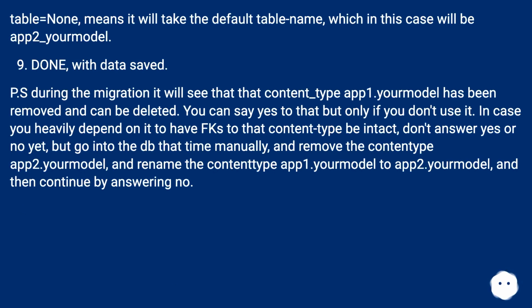Done, with data saved. P.S. during the migration it will see that content type app1.YourModel has been removed and can be deleted. You can say yes to that, but only if you don't use it. In case you heavily depend on it to have FKs to that content type intact, don't answer yes or no yet, but go into the DB manually, remove the content type app2.YourModel, and rename the content type app1.YourModel to app2.YourModel, and then continue by answering no.